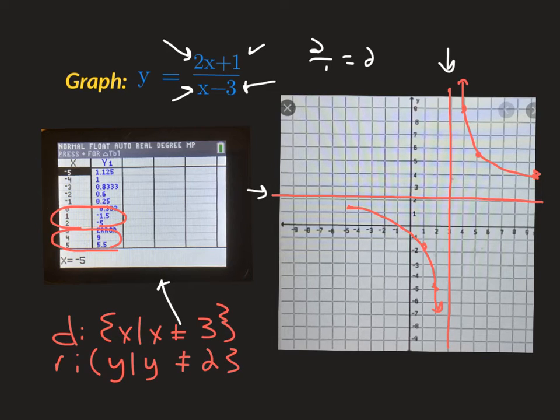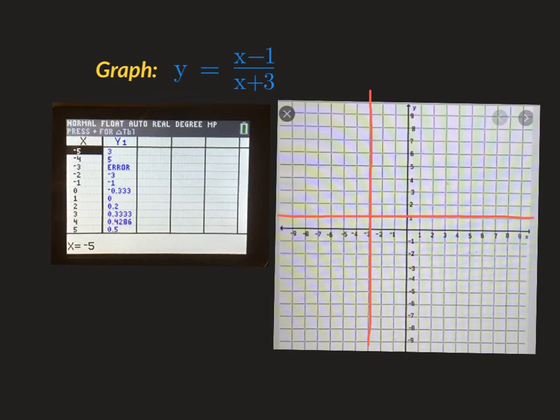There's your graph. There's your domain and range. You're good. Look at a couple more. This one says y equals (x minus 1) over (x plus 3). Again, the denominator is x plus 3. That shifts your graph left 3, so I'll do my vertical asymptote at x equals negative 3. My leading coefficient on the top is 1. Leading on the bottom is 1. So it's 1, so I'll do my horizontal asymptote at y equals 1.